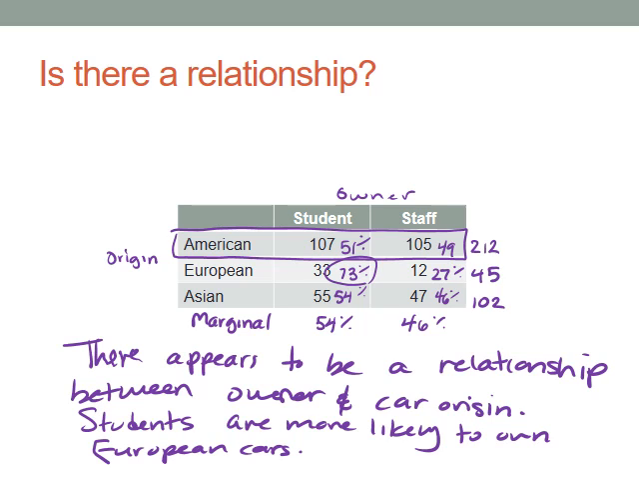Okay, and so if all these distributions had been 54 to 46 in every category, then I would say there doesn't really appear to be a relationship. I expected there to be 54% of students in every category, and it could have been like that, but in this case, I seem to have some difference from 54%. So it looks like there's a relationship.